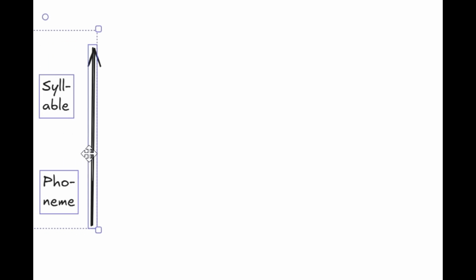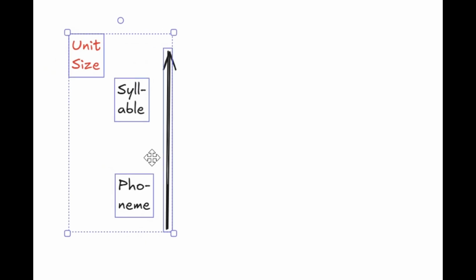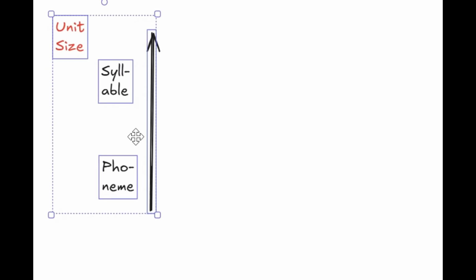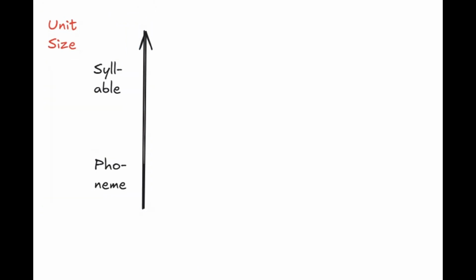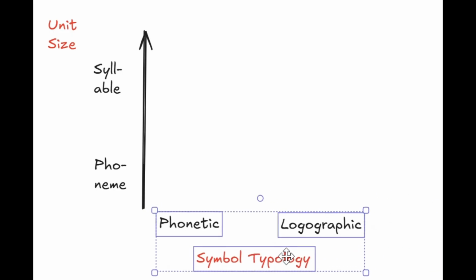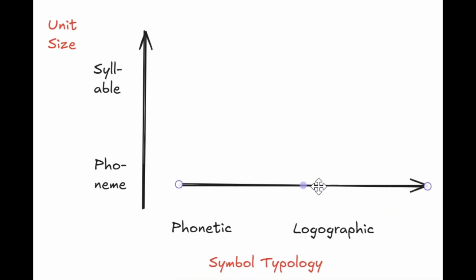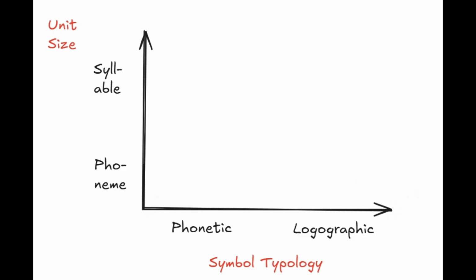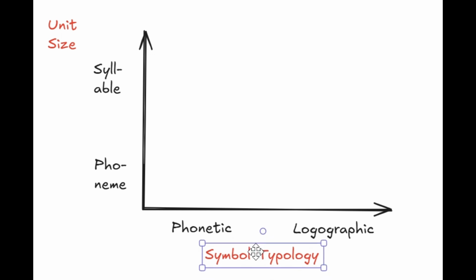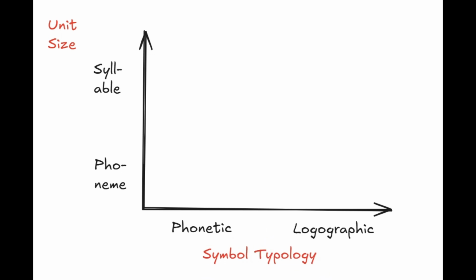In this video, we're going to take a more systematic approach to defining and finding out about these writing systems through two axes of measurement. First, unit size, right here, and then symbol typology, represented by this arrow here. And then we're going to see where different writing systems compare on these axes. Now, there's more axes than these, but this is where we're basically going to start.